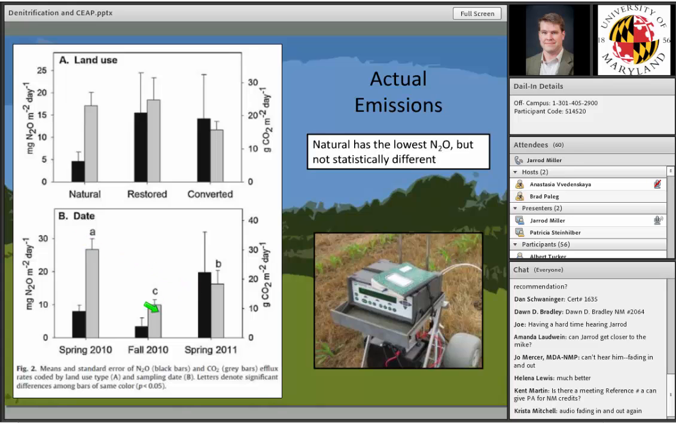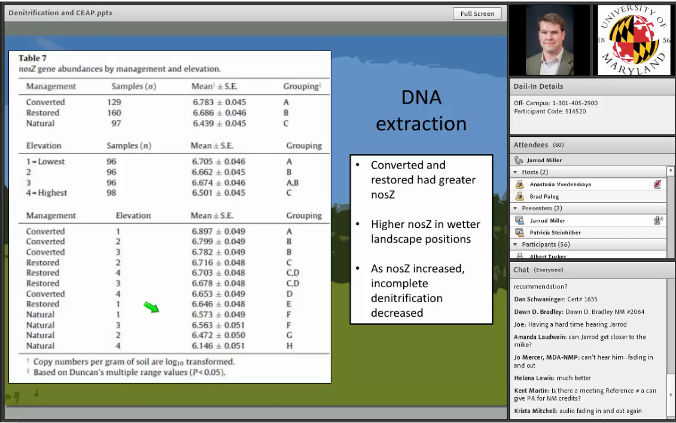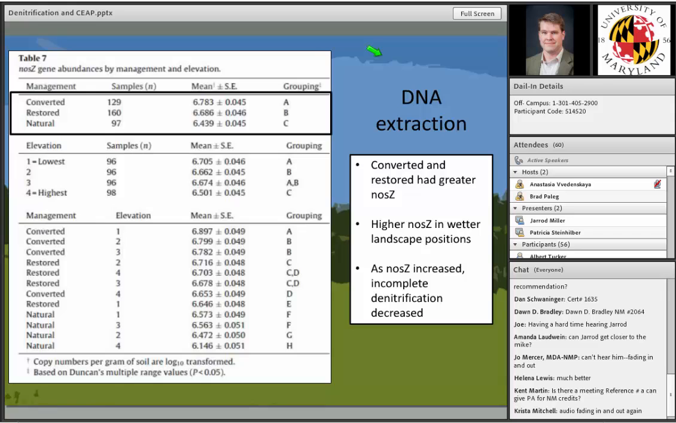This is the DNA extraction. This data is a little more reliable than field emissions of gases. So this right here is a total count. So when you see a higher number, that means there's more of the enzyme. So for the converted, and here again is your ABC for your statistics, converted soils had a higher count of that NAZ gene, that enzyme that converts N2O to N2. So these converted soils have a lot higher microbial population than restored and natural, which again I think could be related to the actual nitrate concentration that's already present.